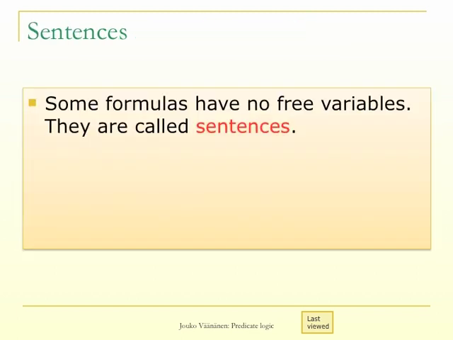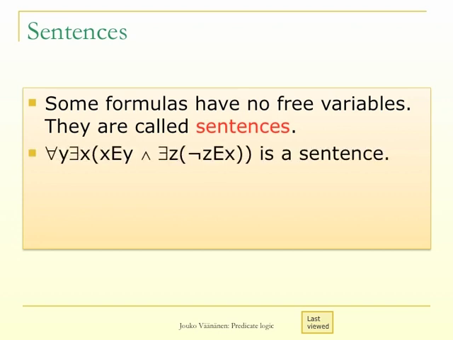Sentences. Some formulas have no free variables. They are called sentences. Sentences have a truth value independently of any assignment. So sentences express some property of the model itself, not a property of some predetermined elements.